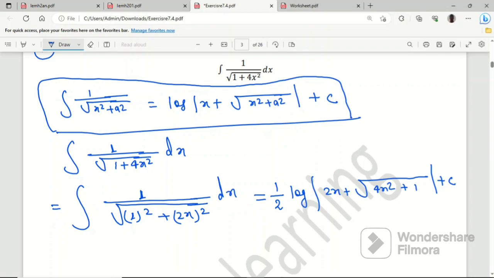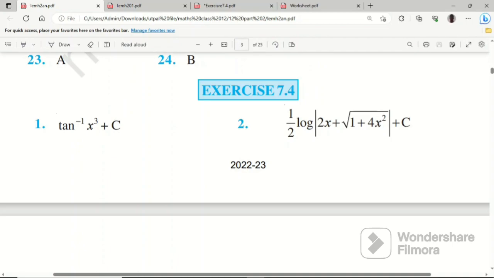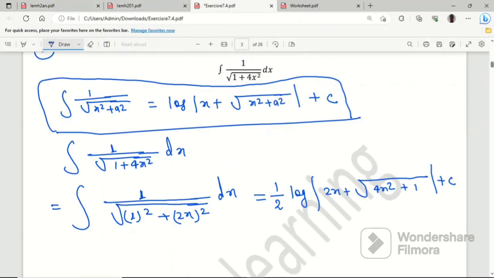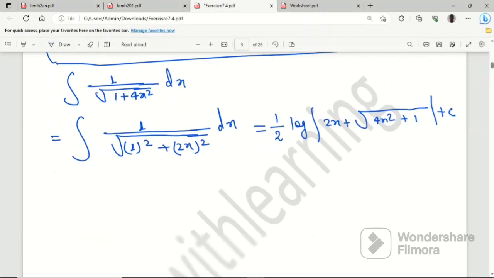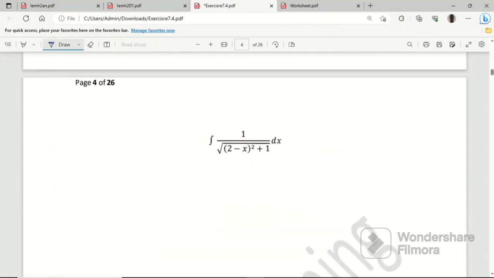So we can check the answer: 1 by 2 log 2x plus under root 1 plus 4x square plus c. We can write 1 plus 4x square or 4x square plus 1, it is the same thing. Answer is same. So now moving to the third question.